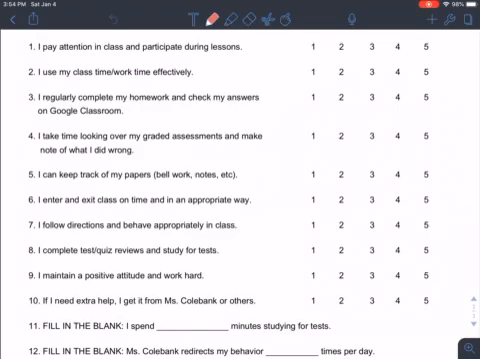Can you keep track of all your stuff? Number 6, I enter and exit class on time and in an appropriate way. Are you one of the people that's lingering out in the hallways that I'm having to tell to come in every single day? Are you one of the people that lines up at the door at the end of class when you're not supposed to? Are you following those expectations for coming in and leaving the classroom?